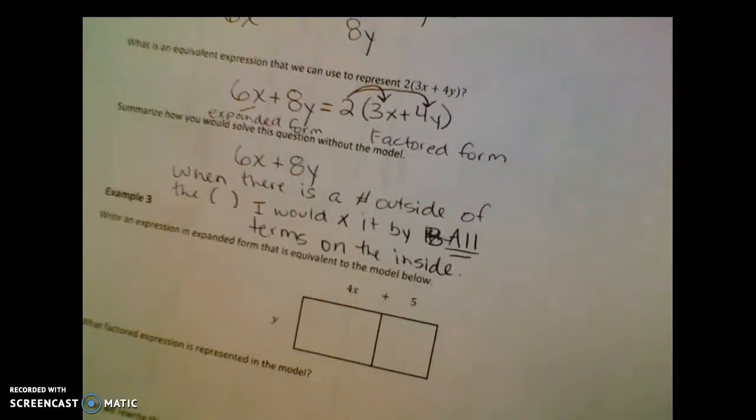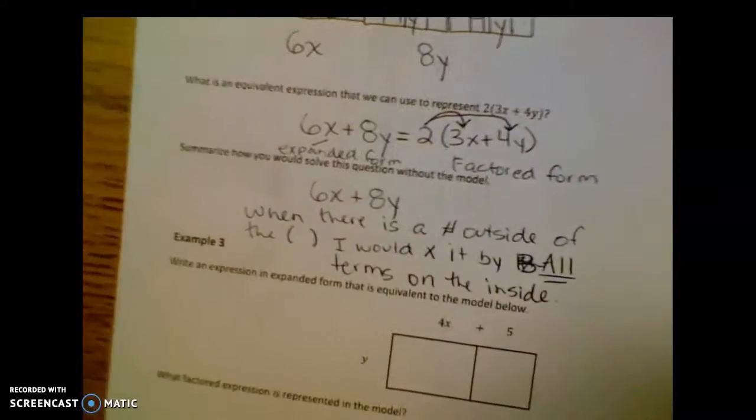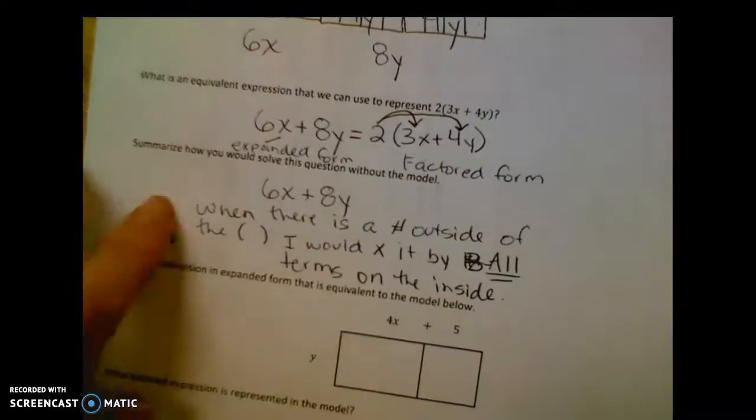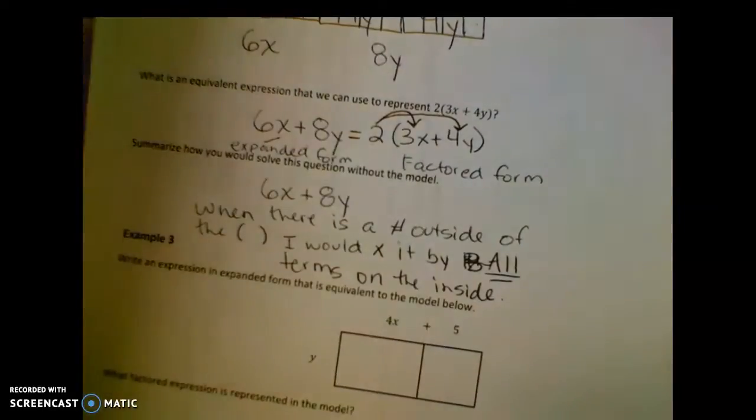This is video 2 of lesson 12 in module 4, where we are talking about the distributive property and learning about distributing expressions. So in the last video, we finished up with example 2 here, and now we're ready to move to example 3.